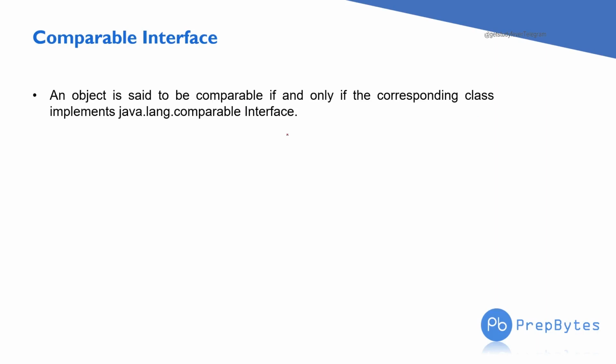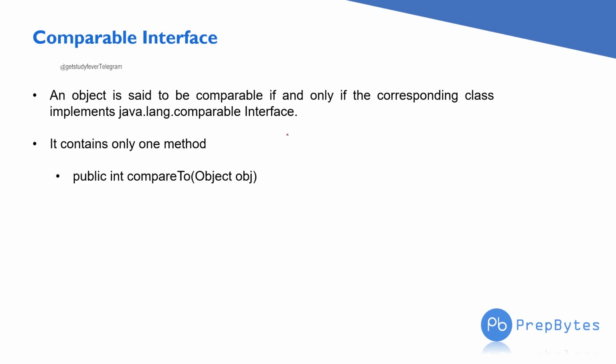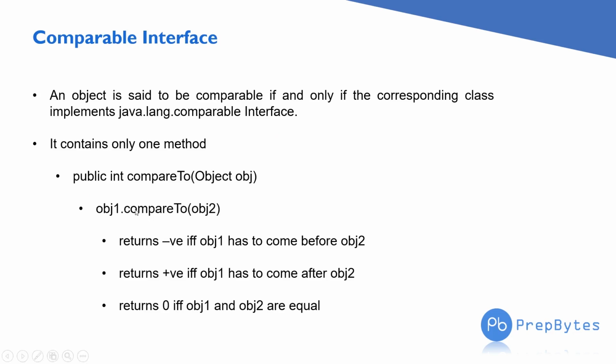There are more also. So only those classes' objects are comparable. Now it contains only one method, that is compareTo method, which returns an integer. The syntax of compareTo is object1.compareTo(object2).